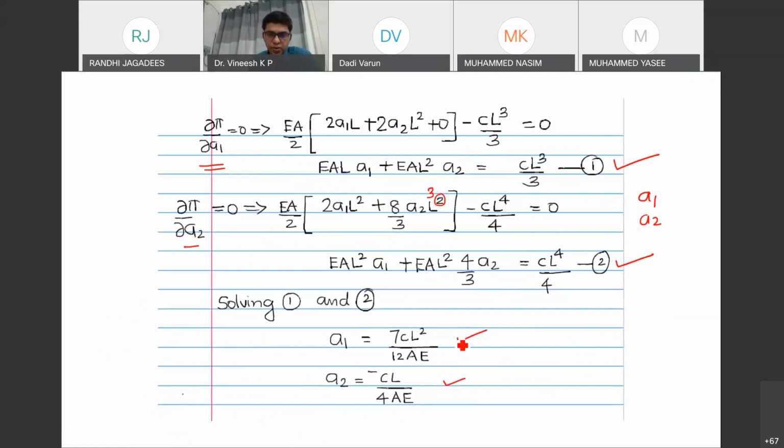Anyway, finally you are going to get this expression 7CL square by 12A and CL by A. Okay, so just note down this one. If you are unable to solve the problem, you just note down the values of A1 and A2. Please note it down.